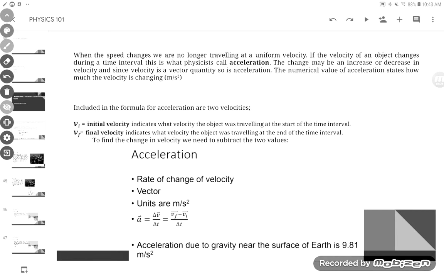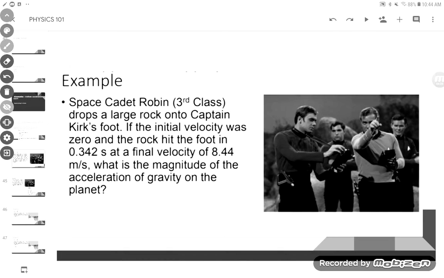Okay, so let's try a practice question here. This says Space Cadet Robin, 3rd class, from Star Trek, drops a large rock onto Captain Kirk's foot. The initial velocity was 0, and the rock hit the foot in 0.342 seconds at a final velocity of 8.44 meters per second. What is the magnitude of the acceleration of gravity on the planet? So how do you answer this question?